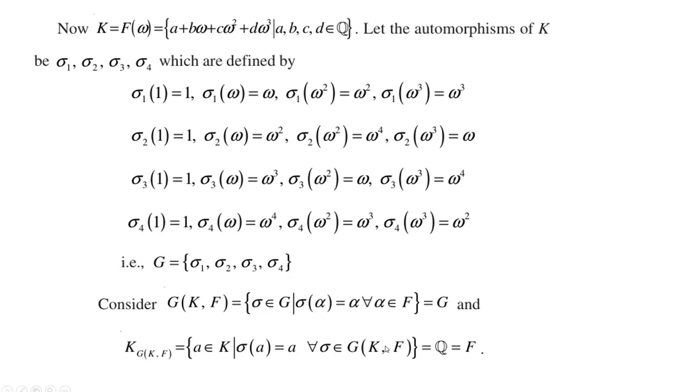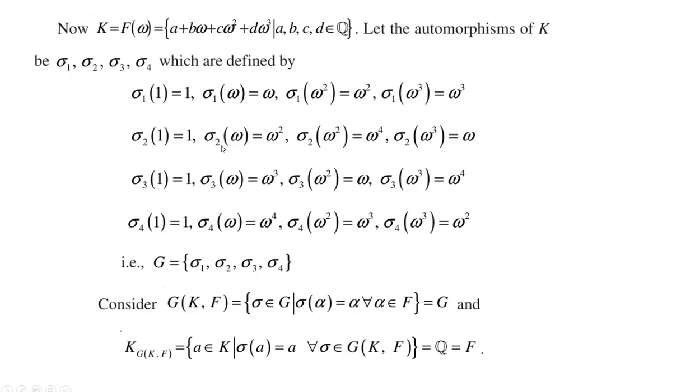Right. Now, you describe your K. This is a plus b omega plus c omega square plus d omega cube, where a, b, c, d are from capital Q, the field of rationals. Now, automorphisms, we shall take them as say sigma 1, sigma 2, sigma 3, sigma 4, which are defined by: it takes 1 to 1, and it is described based on the suffix. Sigma 1 takes omega to omega. Once the image of this is known, for the rest we can easily write.